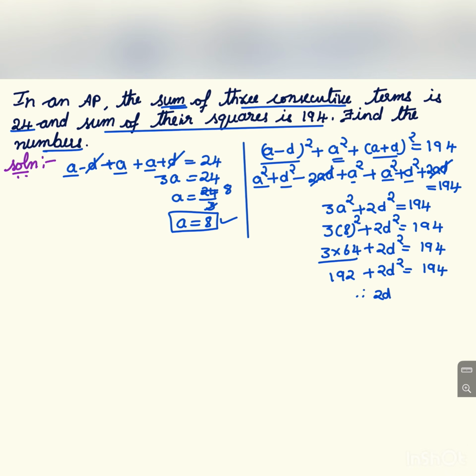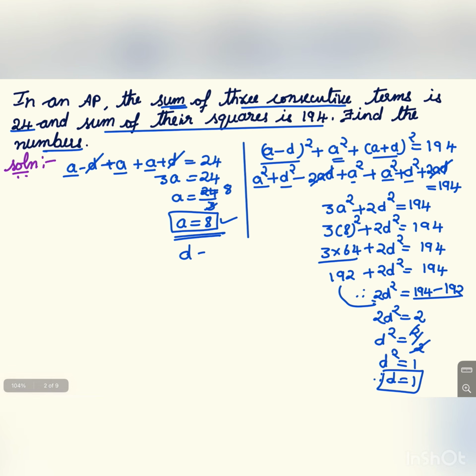Therefore, 2d square is equal to 194 minus 192, which is 2. d square is equal to 2 by 2. Hence, d square is 1. Therefore, d is also equal to 1. a is equal to 8 and d is equal to 1.